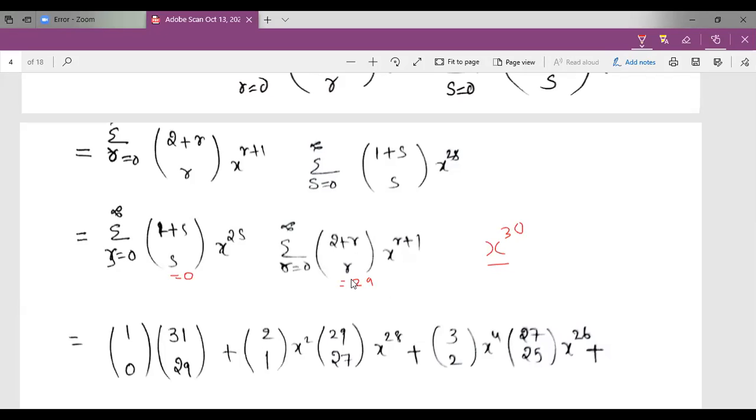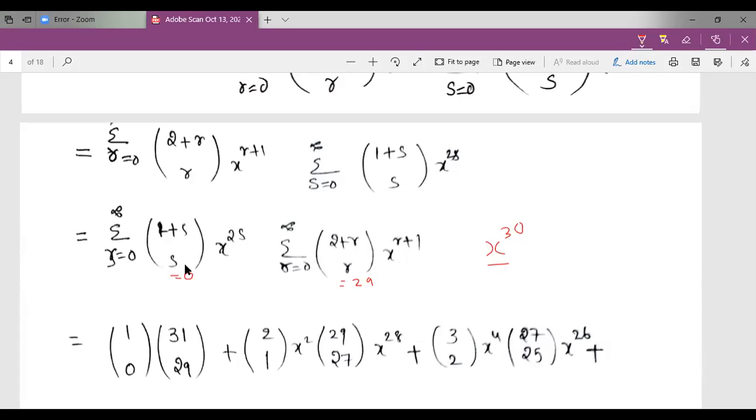So if we take r is equal to 29, 2 plus 29, 31, r value 29. Why? Because here x becomes 0 and the remaining x coefficient is, so how to get x power 30? 29 plus 1, x power 30. So this gives the x power 30 coefficient.